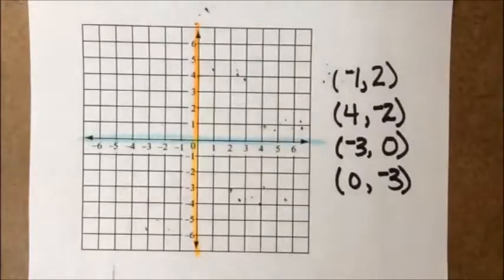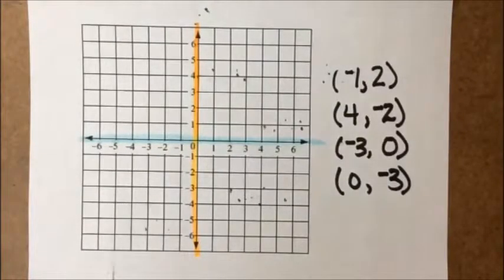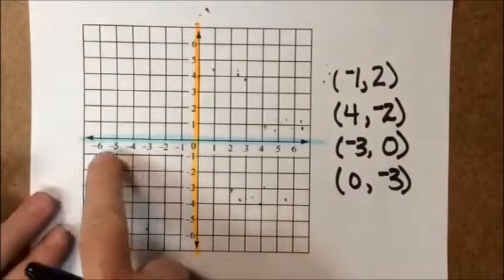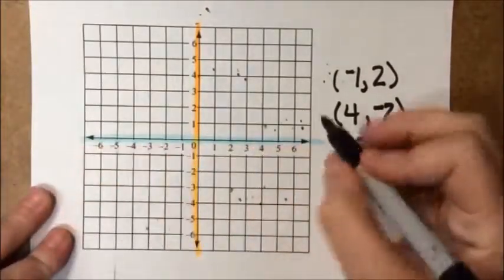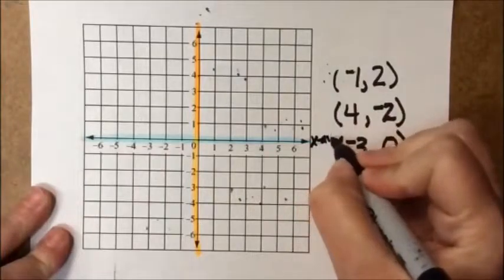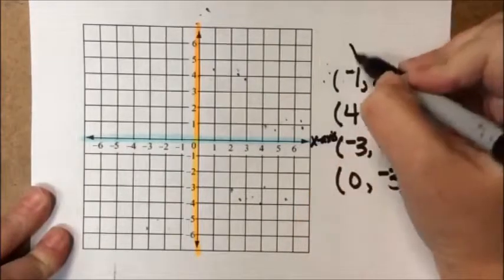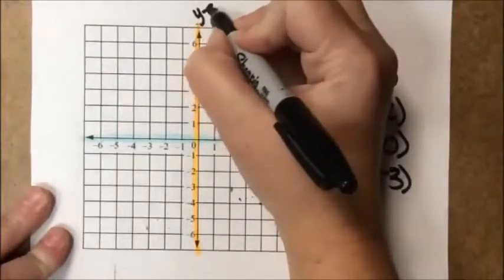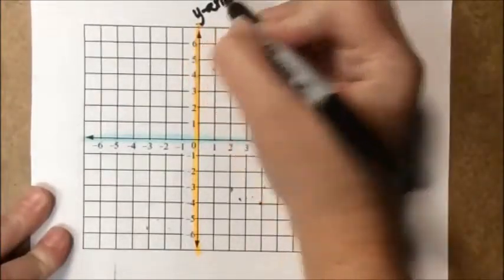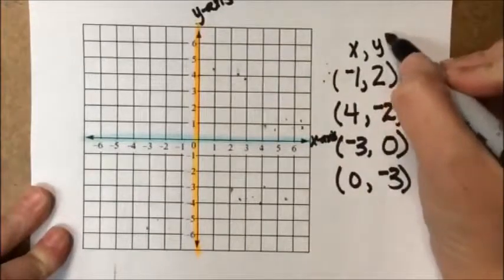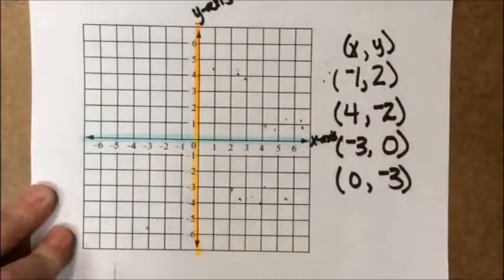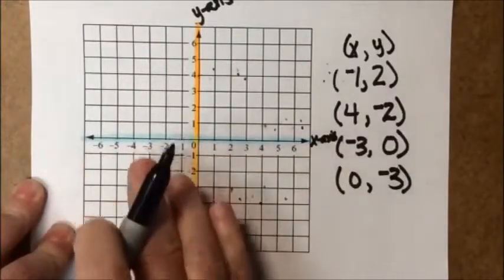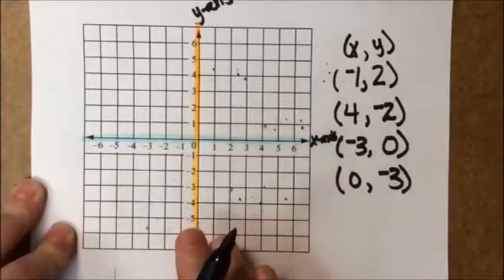Now, okay, so now we're going to plot a few points, and I have written a few points over here, but let's just review. I have my horizontal axis, which is my x-axis, and it's my first part of my ordered pair. And then I have my y-axis, which is my vertical axis, and that is my second part of my ordered pair. So what we're going to do is move left or right first, and then we will move up or down along the y-axis.